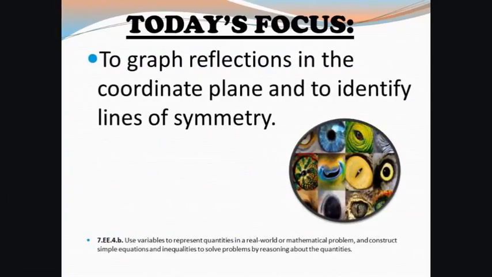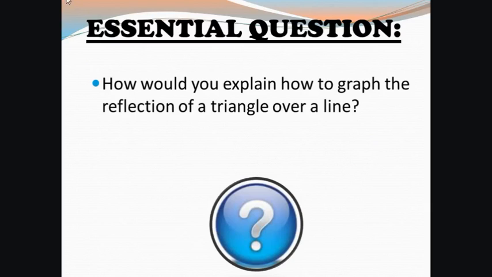Hey everyone, we are going to continue our lesson talking about different types of transformations. And let's take a look at our focus because we're going to be working with graphing reflections in the coordinate plane and identifying lines of symmetry. By the end of this lesson, you should be able to answer the question, how can you explain how to graph the reflection of a triangle over a line?